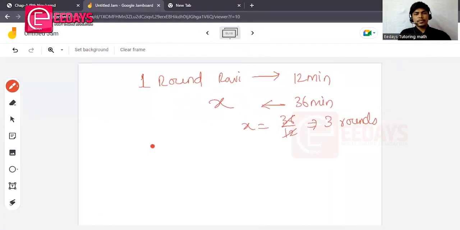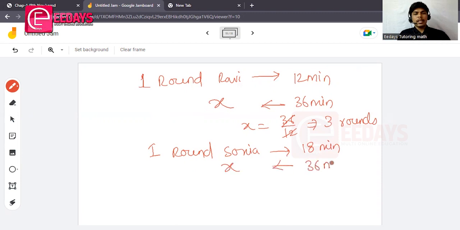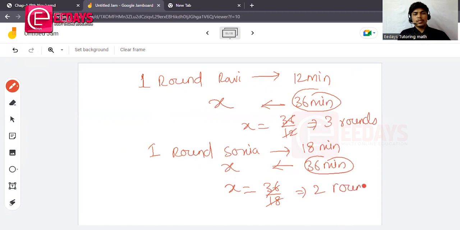Yeah, Sonia. If they ask a cross question like this in the exam, Sonia completed one round in 18 minutes. So how many rounds did she complete in 36 minutes? Because they are meeting at the same point at 36 minutes. That's why I'm stressing this. Now x is equal to 36 by 18, so she completed 2 rounds.